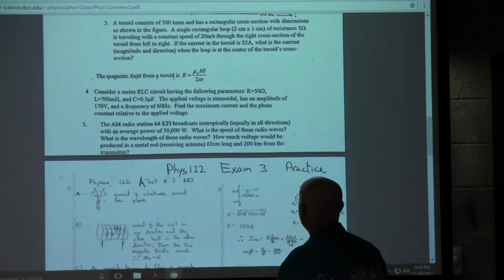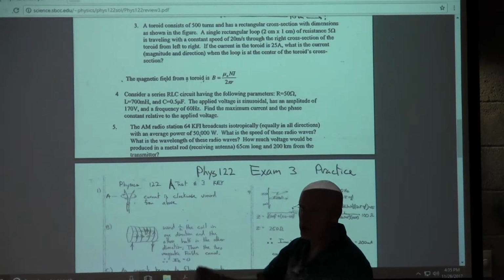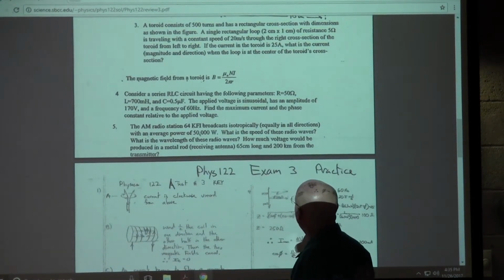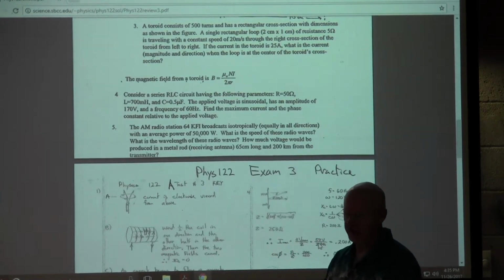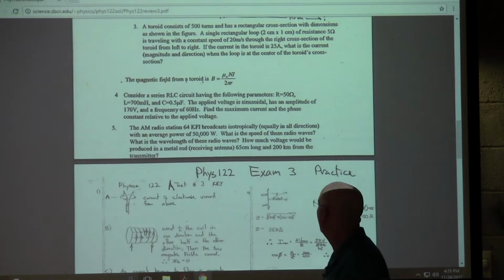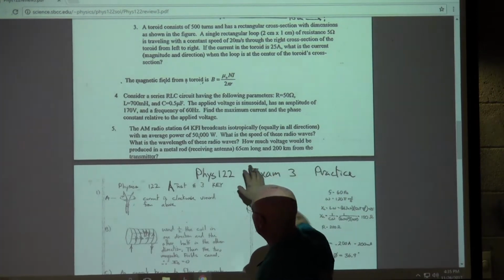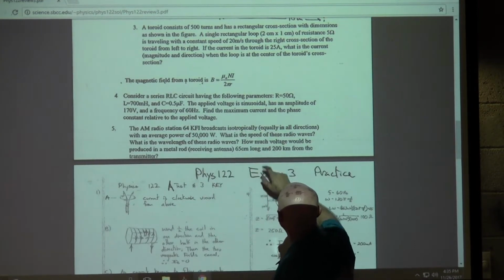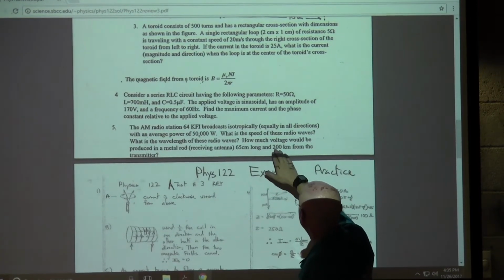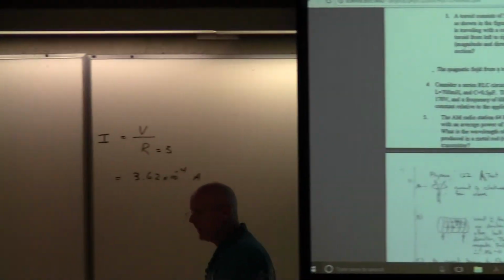And of course, probably the hardest one is the one we've already touched on right here, which, like I said, now that I give it more thought, I really don't think we'll get this far on Tuesday. This would be section 4. And it asks, what would the voltage be if you made an antenna that was 65 centimeters long and you were 200 kilometers from the transmitter?